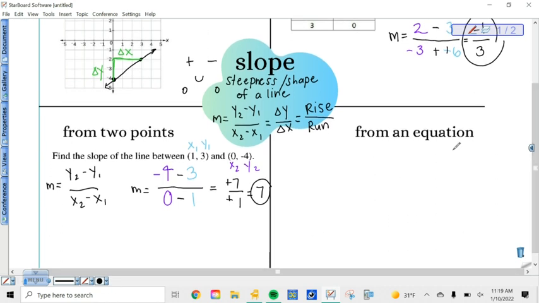All right. Now we're looking at equations. If I'm just given an equation, we can find the slope really easily, especially if we have it in slope-intercept or in point-slope form. So slope-intercept form looks like this, right? y equals mx plus b. We just talked about this. And what is my slope? m. This number right in front of x is my slope.